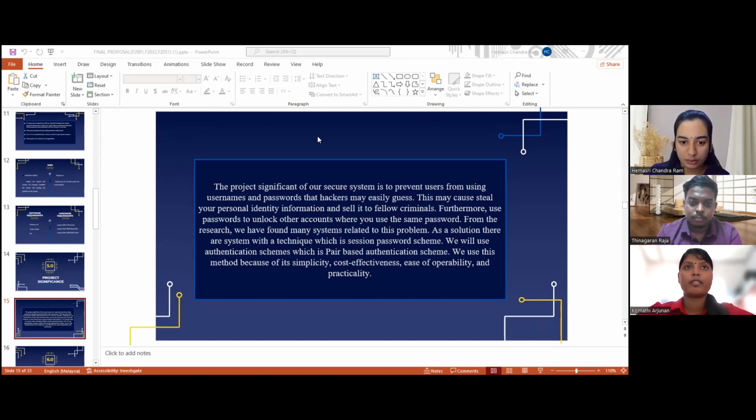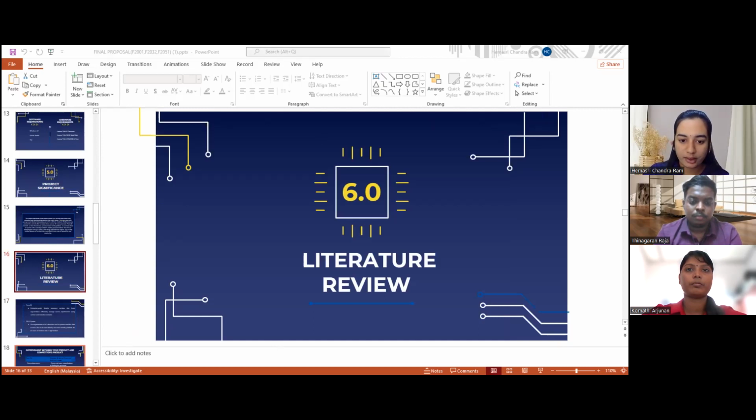From the research, we have found many systems related to this problem. As a solution, there are systems with a technique which is session password scheme. We will use an authentication scheme, which is pair-based authentication scheme. We use this method because of its simplicity, cost-effectiveness, ease of operability, and practicality. Moving on to literature review.